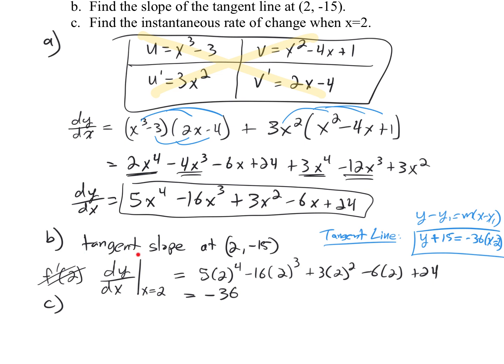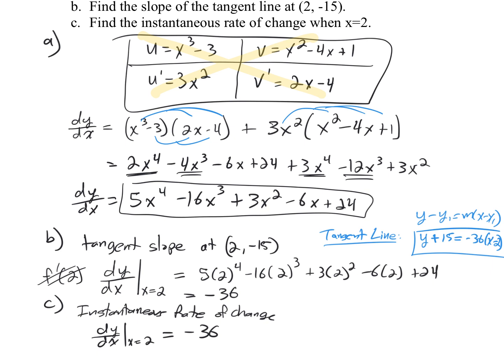It tells you slopes of tangent lines. It also tells you instantaneous rate of change. So I'll write the words out. Instantaneous rate of change. It's the exact same thing. It's your derivative evaluated at the point that they picked, so at x is equal to 2. So if we put 2 into the derivative, we've already seen that we get negative 36.